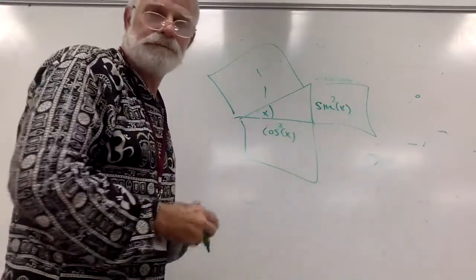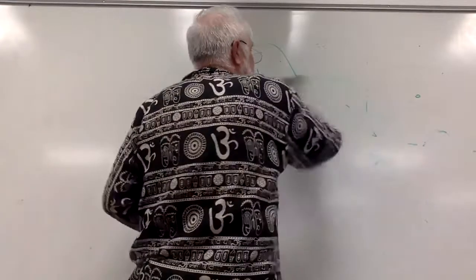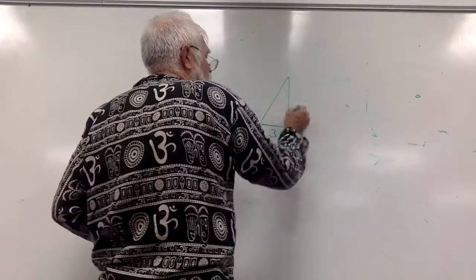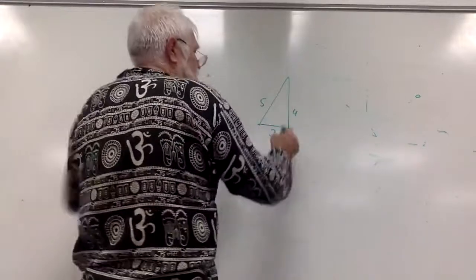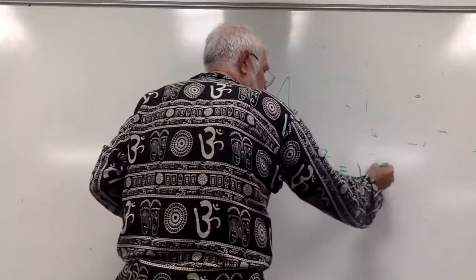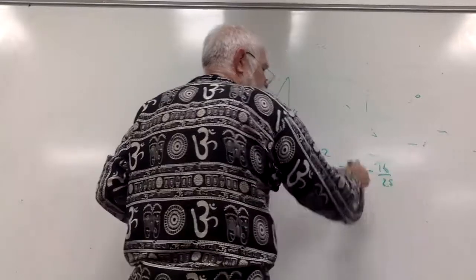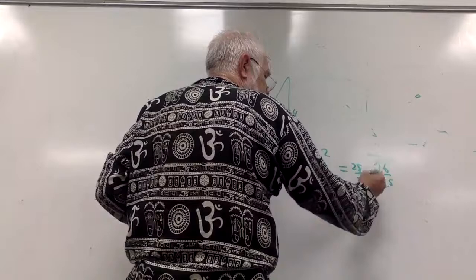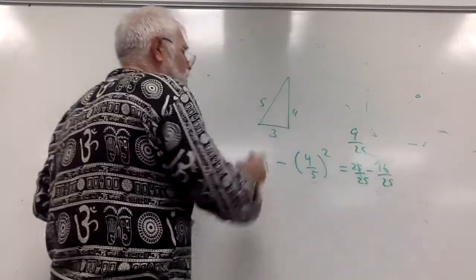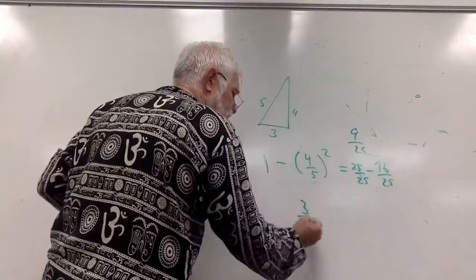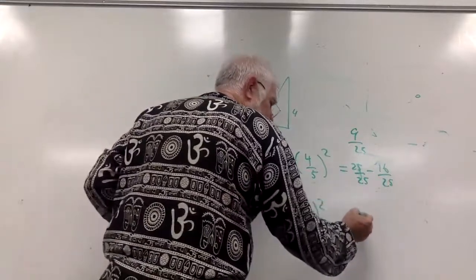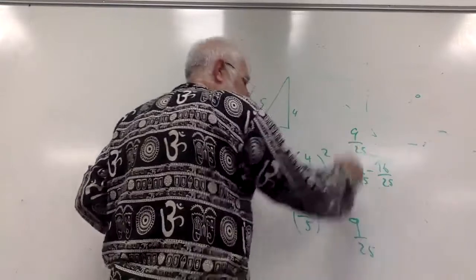So what is 1 minus sine squared x? Cosine squared x. Okay? Let's actually see if that's true. Let's do a 3, 4, 5. 1 minus, what's sine squared? 4/5 squared. That's 1 minus 16 over 25. That's 25 over 25 minus 16 over 25, which is equal to 9 over 25. What is the cosine? The cosine is 3/5. What is the square? 9 over 25. Oh, the same.